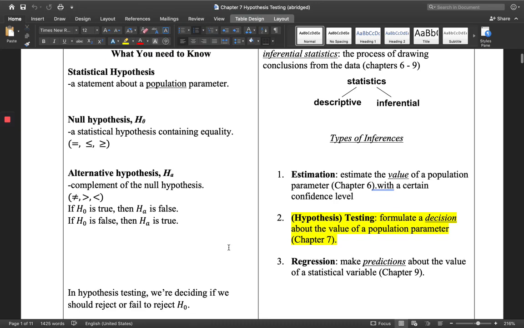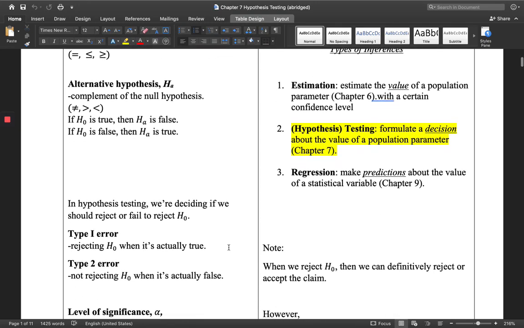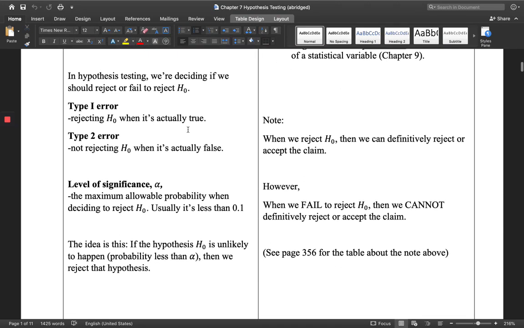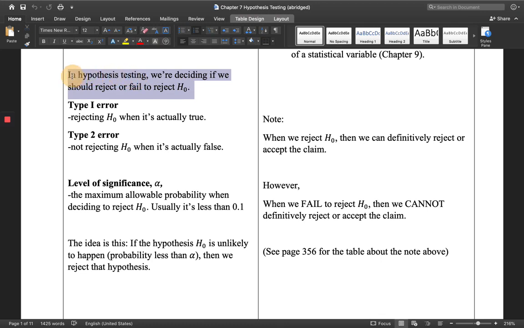Okay, let's come back to today. What are we doing? What's the big idea today? We're doing hypothesis testing. In hypothesis testing, what we're doing is we're deciding if we should reject or fail to reject H naught. Now, be careful. We say fail to reject for a reason. We actually do not mean accept. We just mean that we reject or we do not reject. But that's a little different from accepting. I'll get more into that when we look at this note on the right, but let's just leave that for now.